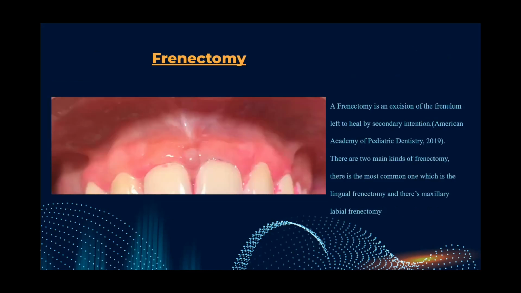Another thing I noticed within the patient is that she does have a frenectomy, which is the bulbous tissue that we saw in her maxillary tissue. A frenectomy is an excision of a frenulum left to heal by secondary intention. There are two kinds: the lingual frenectomy and the maxillary labial frenectomy, which is what my patient had. She had the frenectomy to help separate the frenum from that area so she could have better opening.